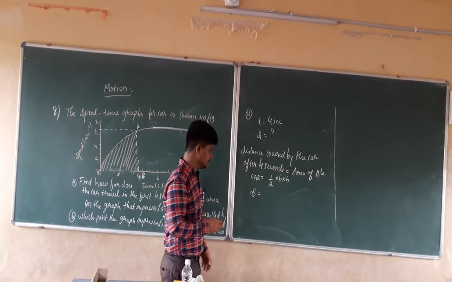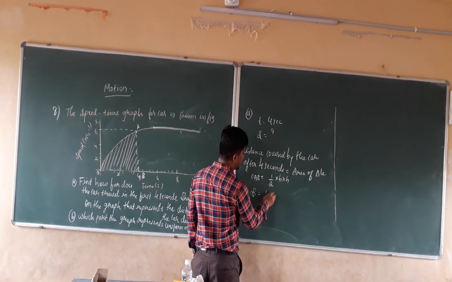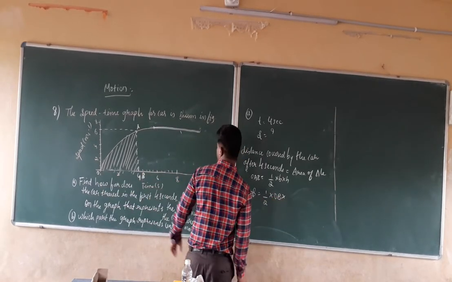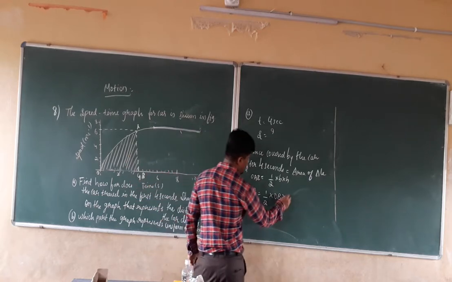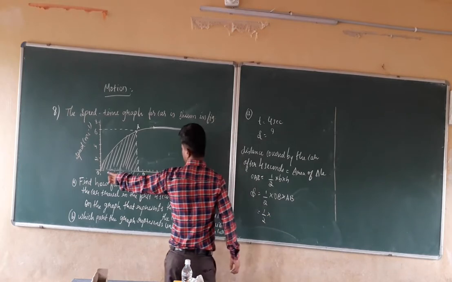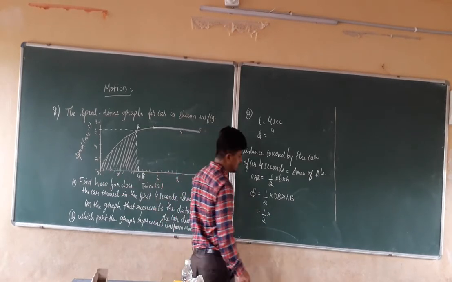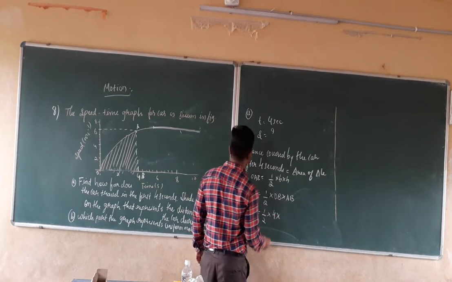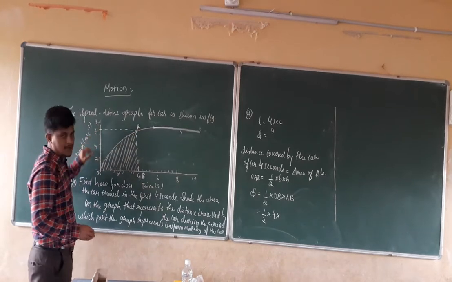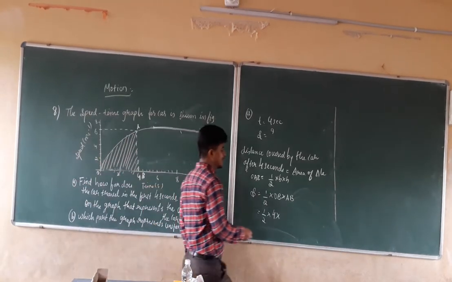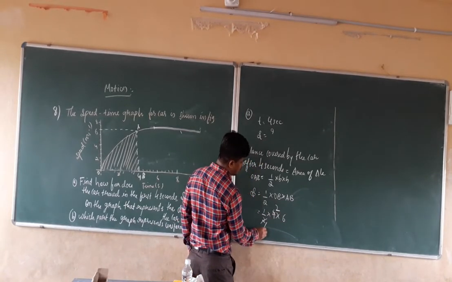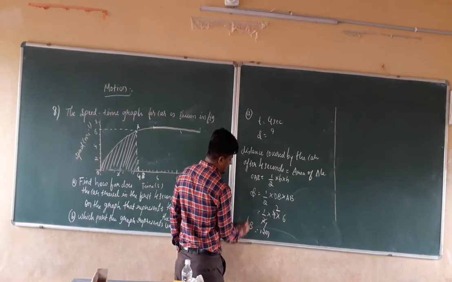Total distance covered is half into base. What is the base here? We take the base as OB, into the height, which is BA or AB. So half into OB. What is the value of OB? The time on the x-axis is 4. Into the value of AB, which is 6. Half of 4 is 2, and 2 into 6 is 12 meters.